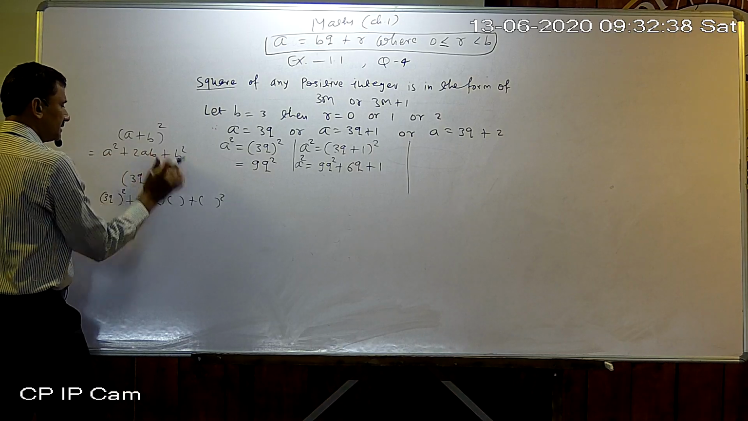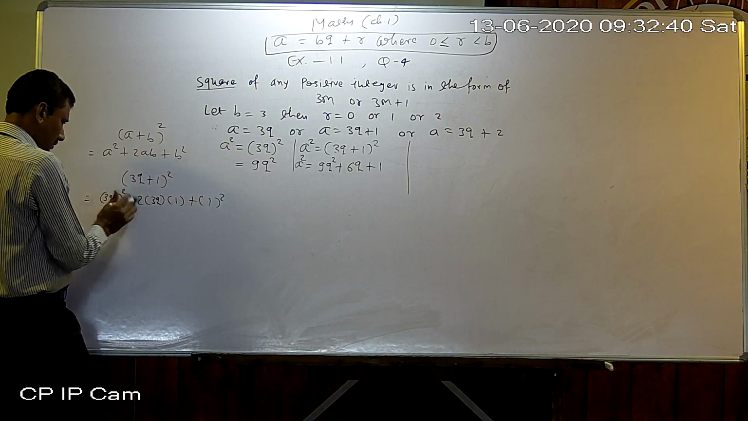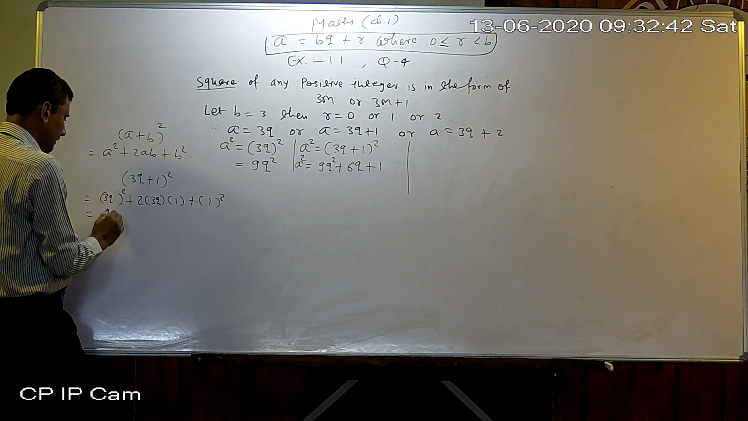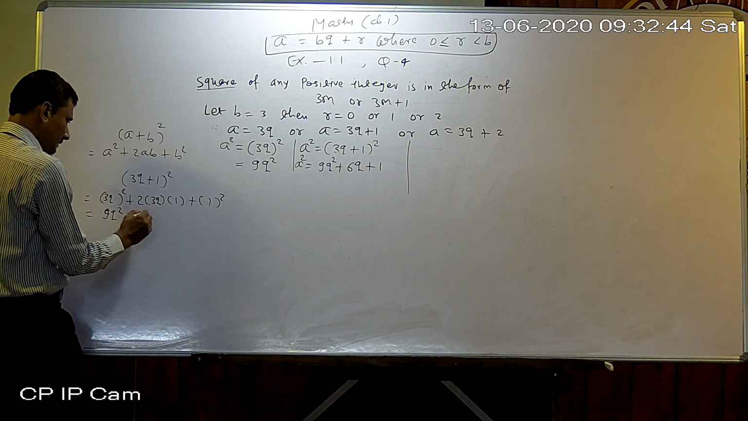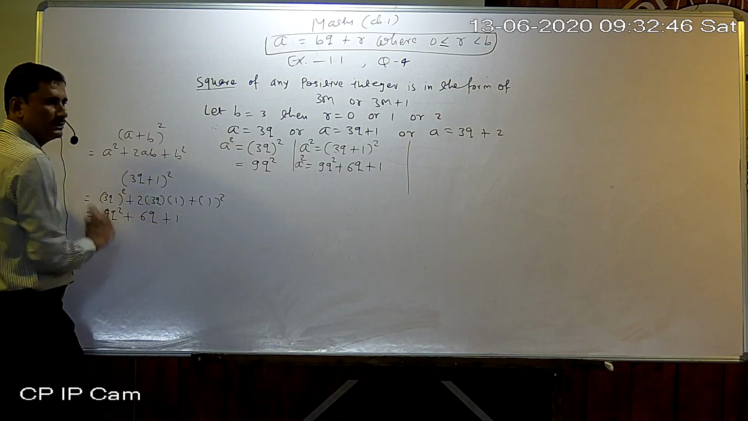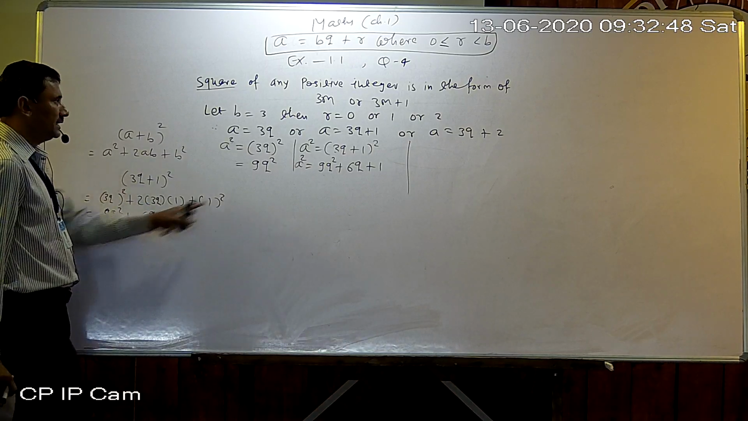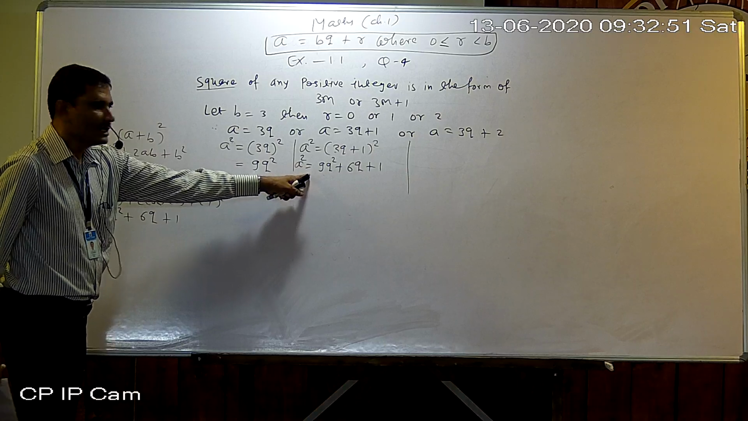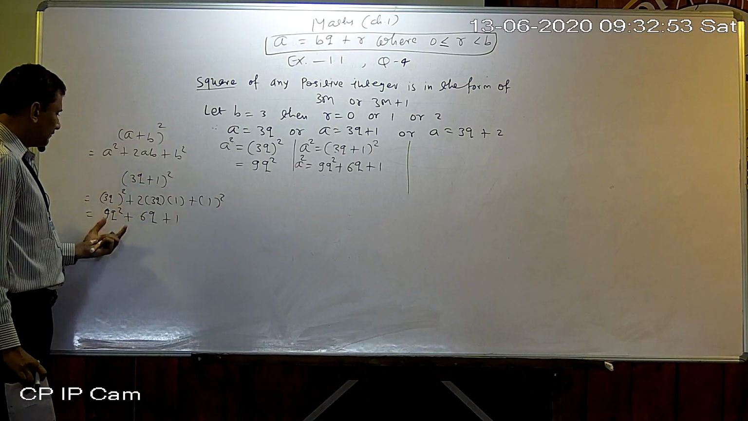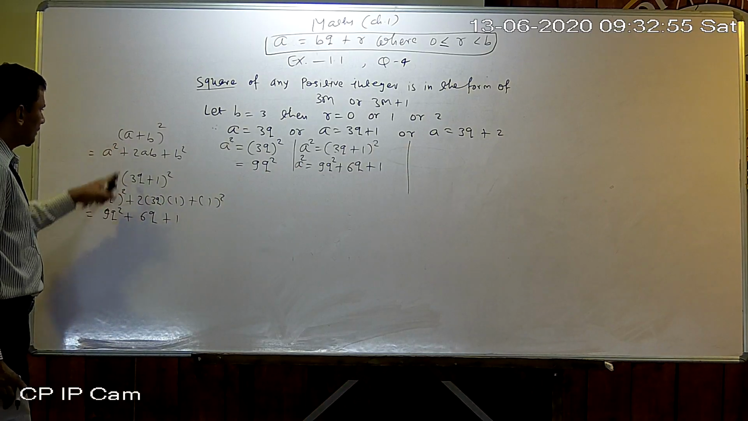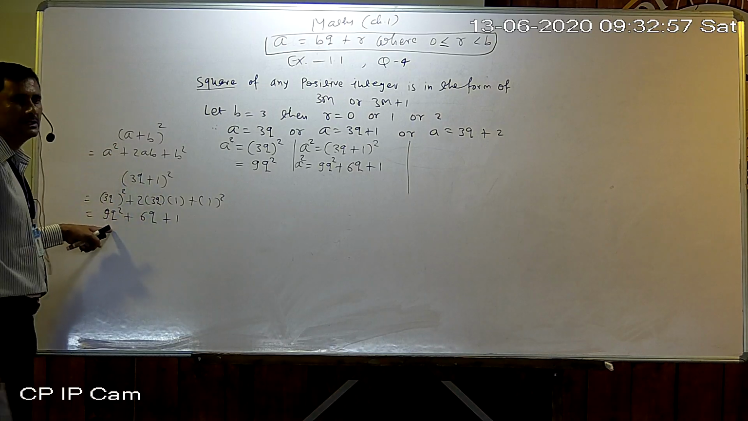Whenever b is there, write down 1. Now open this bracket: 9q square plus 6q plus 1. So now onwards we will make the square of any binomial directly. Only the first time I am giving you the identity and showing how it is used.